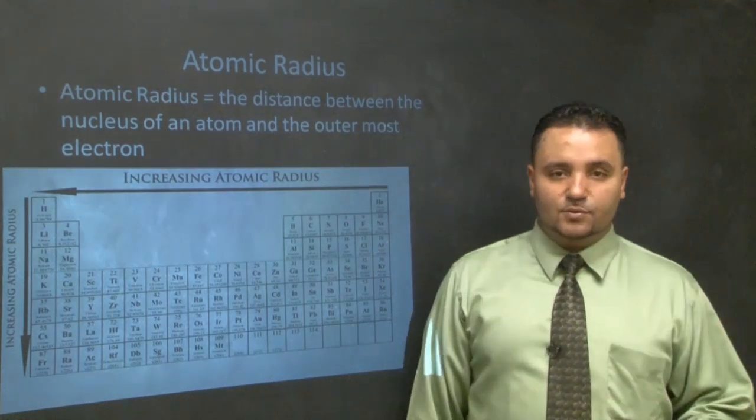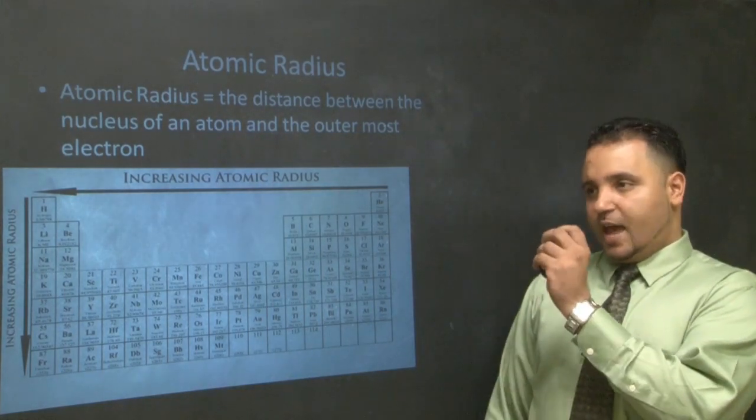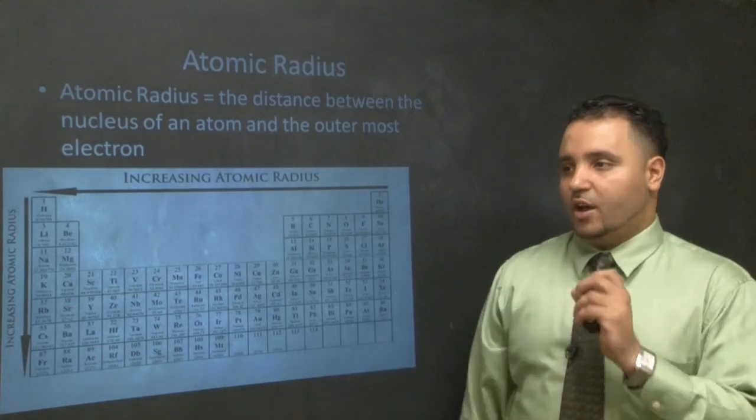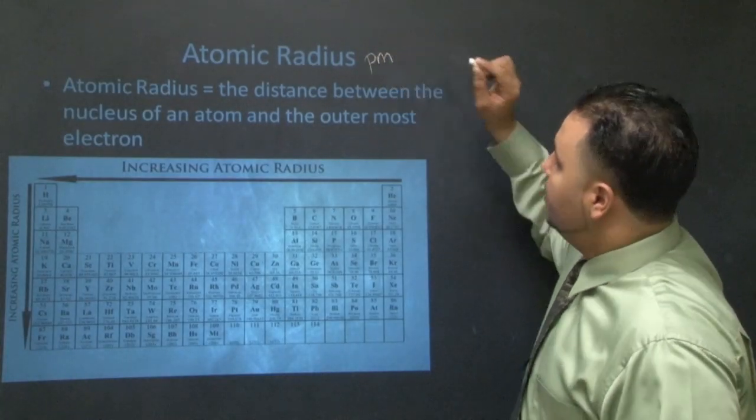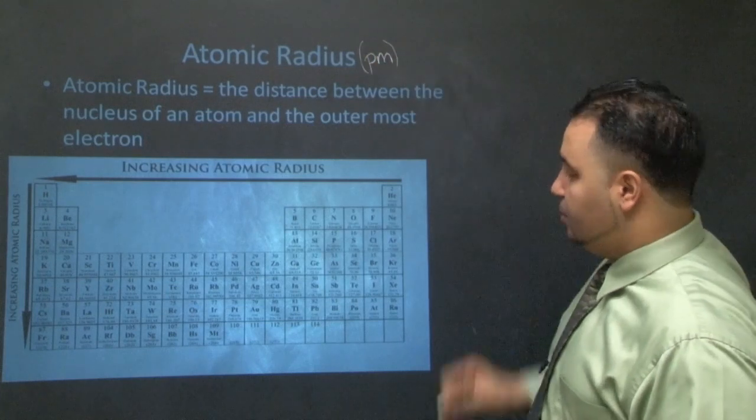Okay, next, atomic radii. This is the distance, as we said in a previous lecture, from the nucleus of the atom to the farthest electron. And it's measured in picometers, so that would be pm. Very, very small units we're measuring.